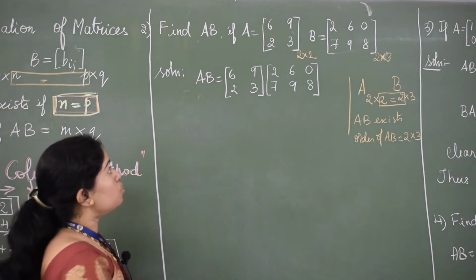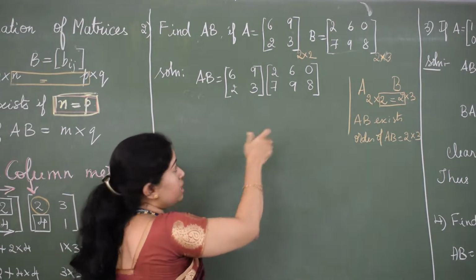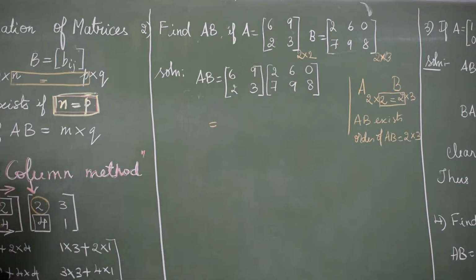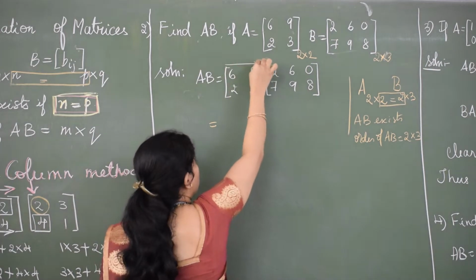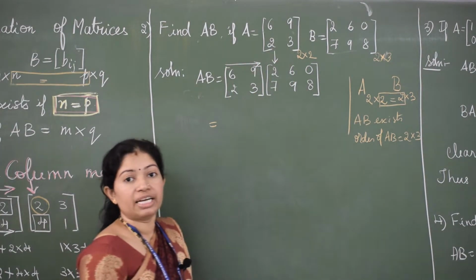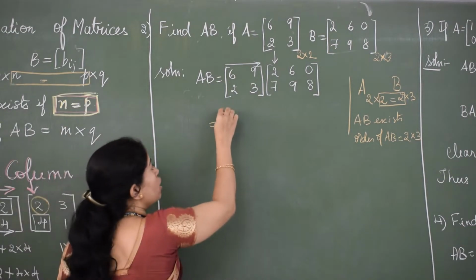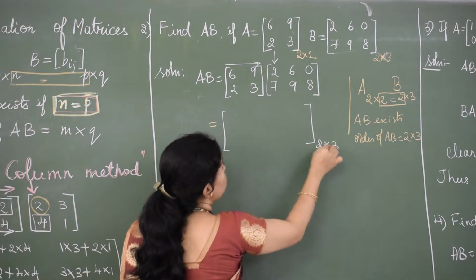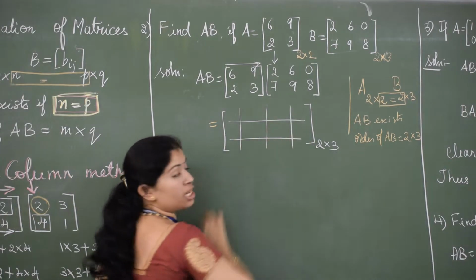AB is equal to, here you write matrix A, next matrix B. Then we will do the multiplication as I taught here. It is the row by column method. You take the row from the first matrix and multiply it with the column of the second matrix. And you know the order of AB is 2 cross 3, meaning it has 2 rows and 3 columns.